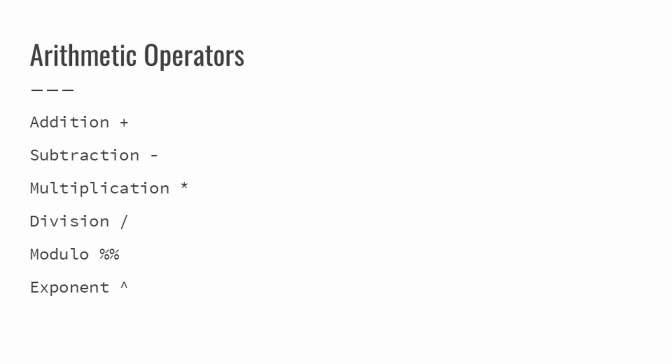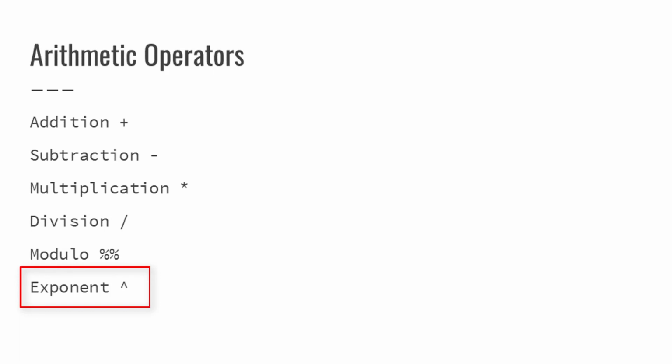Here are some of the most common arithmetic operators in R. The plus sign is the addition operator and adds two values together. For example, 2 plus 3 would return 5. The minus sign is the subtraction operator and subtracts one value from another. For example, 5 minus 3 would return 2. The asterisk is the multiplication operator and multiplies two values together. For example, 2 asterisk 3 would return 6. The slash is the division operator and divides one value by another. For example, 6 divided by 2 would return 3.